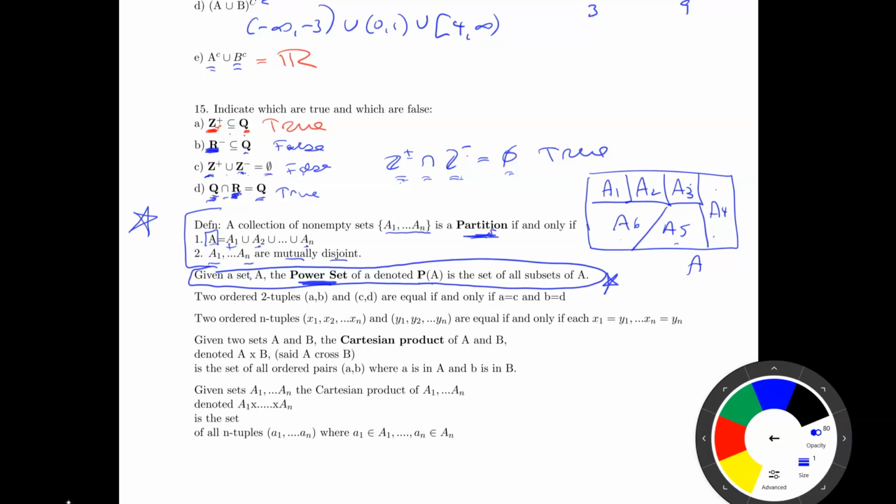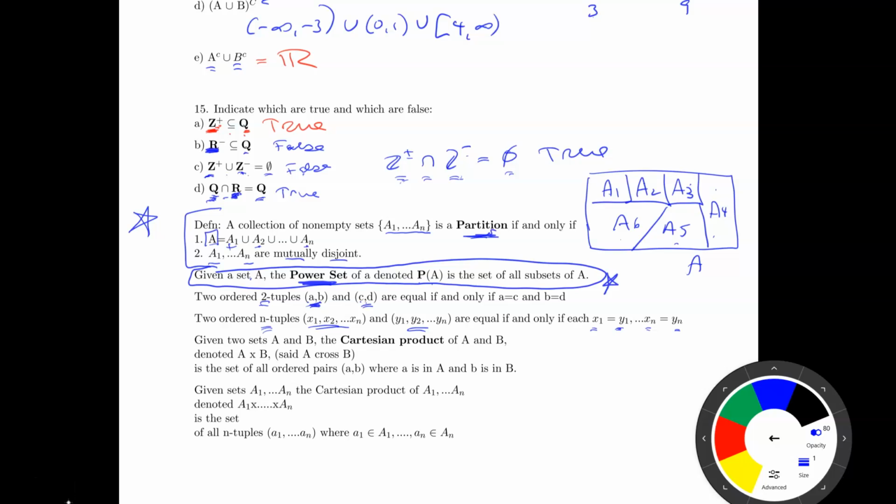Okay, ordered two tuples. So that's (A, B) and (C, D), these ordered pairs. We call them two tuples because we can do n tuples, yay, or three tuples or four tuples. They're only equal if A is equal to C and B is equal to D. And so these n tuples are only equal if for each of the i's, x sub 1 is equal to y sub 1, x sub n is equal to y sub n. So the n tuples are equal.